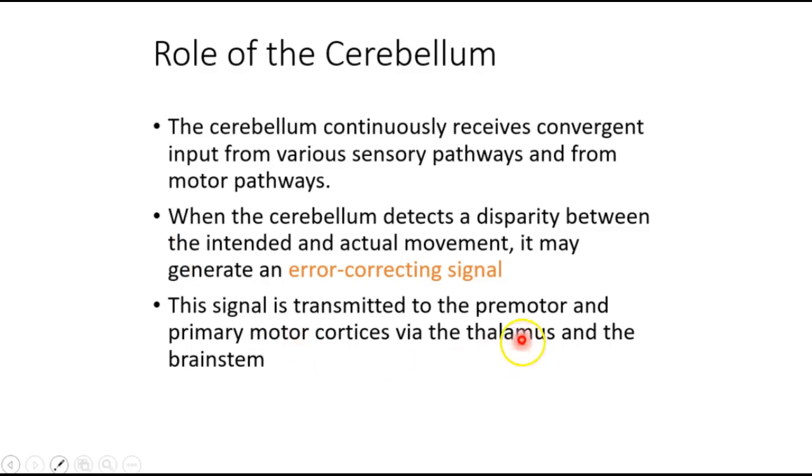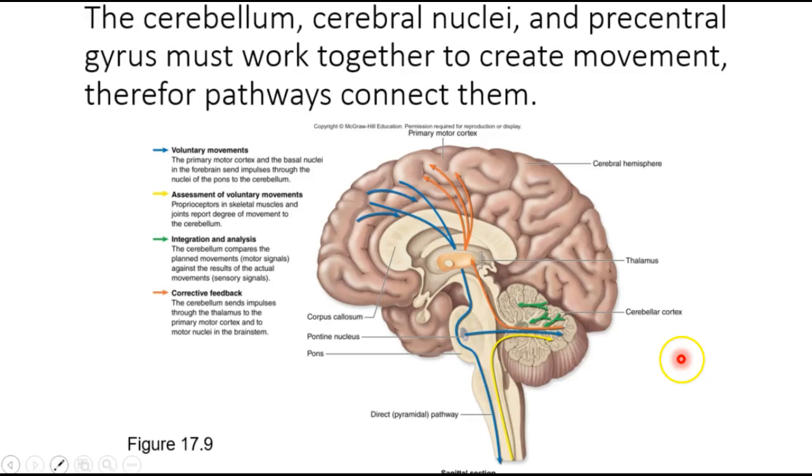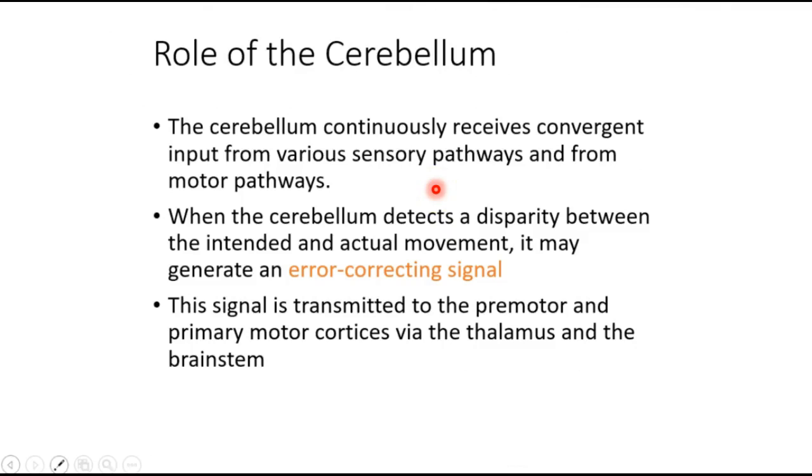So you will have that go through the thalamus. Again, the thalamus is a relay station. So you will have that connection from the cerebellum. You'll have a synapse in the thalamus, and that'll go to your primary motor cortex. Any questions about just the cerebellum?